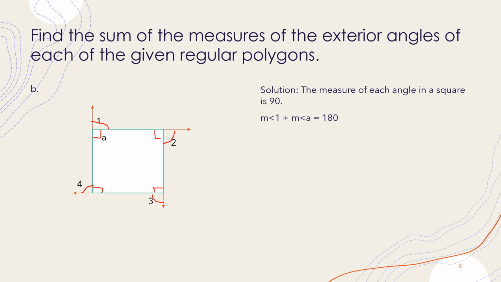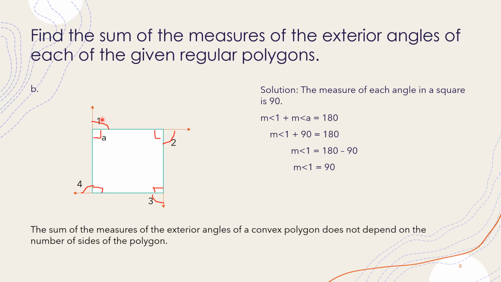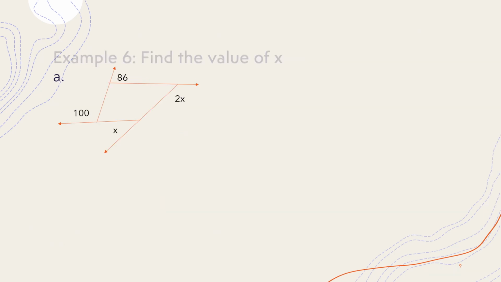If measure angle 1 plus the measure of angle A is equals to 180 degrees, so that is measure angle 1 plus 90 is equals to 180. Therefore, we could say that measure angle 1 is 180 minus 90, or 90 degrees yung measure angle 1. So remember, pareho sila. 90 plus 90 is 180. So, the sum of the measures of the exterior angles of a convex polygon does not depend on the number of sides of the polygon. Okay? Next, we have another example.